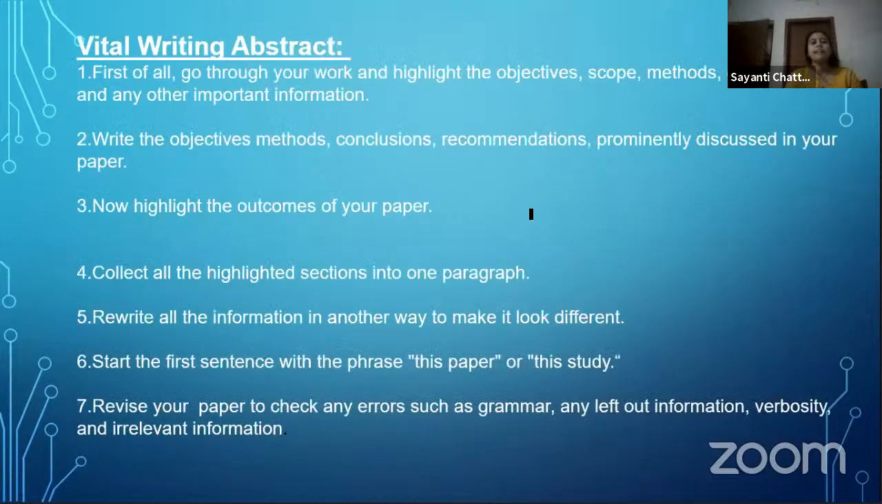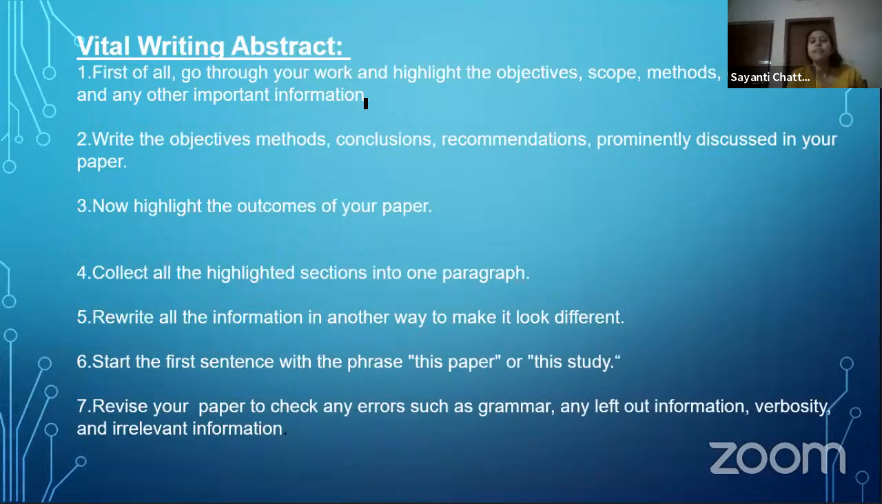And what are the vitals to write the abstract? First of all, go through the work. How to write? When you write, first write all the highlights. What is your objective? What is the scope? What is the method and conclusion? These four things must be present in a perfect abstract. First one, what is the objective of writing the paper? What is the scope? If we use machine learning, what is the utility?